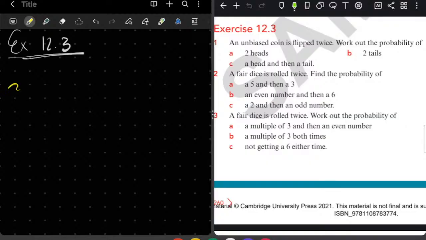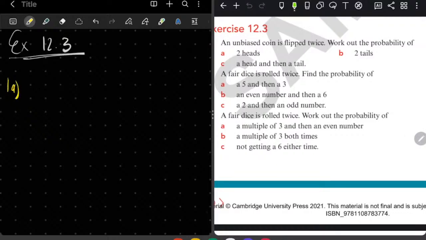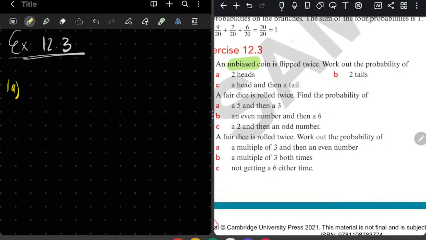Right. Number 1A. A coin is flipped twice. An unbiased coin. So when you do coins, you must know the options. The options for a coin are only 2. Head or tail. Are we together? A coin has how many sides? 2 only, right? The front and the back. We say for a coin we only have head or tail.